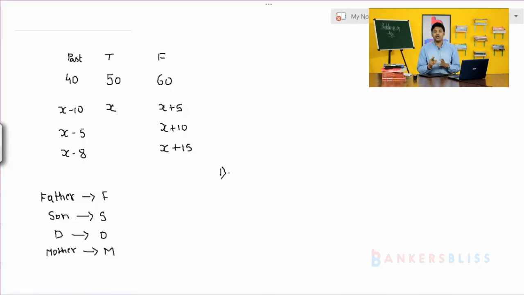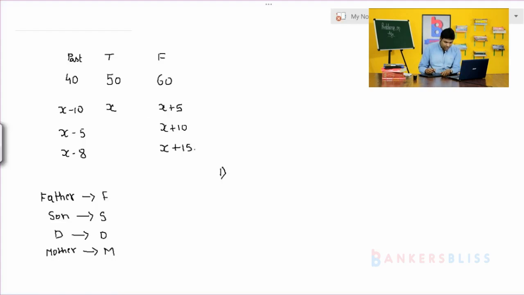So they are going to give you the conditions like this. The sum of the ages of father and son is 60, and the age of the father is twice the age of the son. This is the condition they have given.